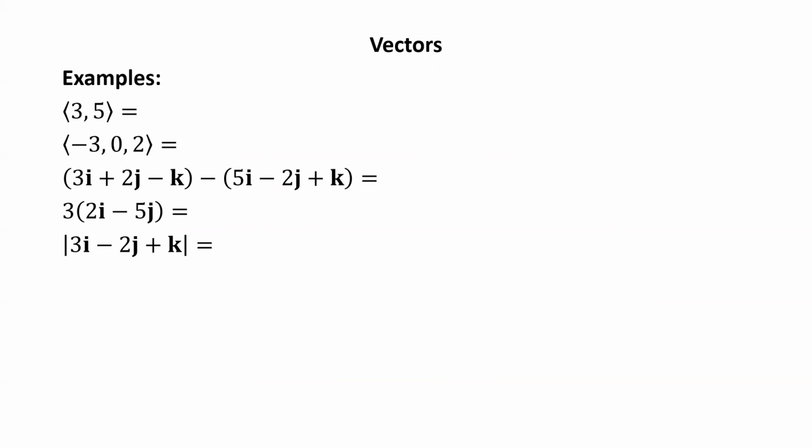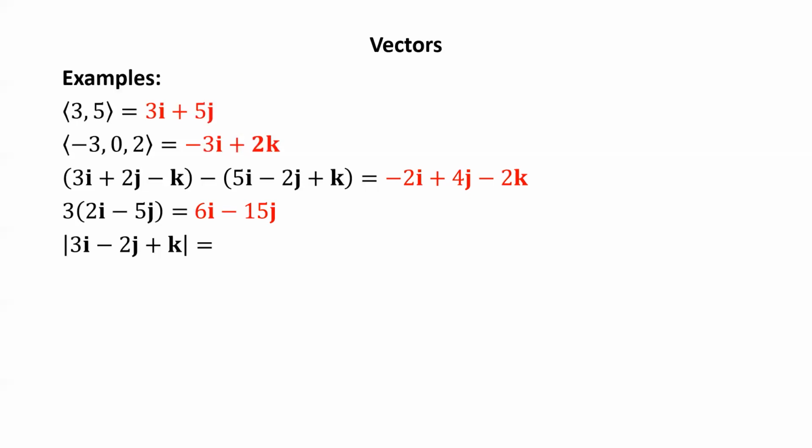Okay, so the vector 3, 5 can be written as 3i plus 5j. The vector -3, 0, 2 can be written as -3i plus 2k. Now let's add these 2 vectors. If we add the i components, 3 minus 5 is -2. For the j components, 2 minus -2 is 2 plus 2, which is 4. And for the k components, -1 minus 1 is -2. Okay, now the scalar multiplication, 3 times 2 is 6, and 3 times -5 is -15.